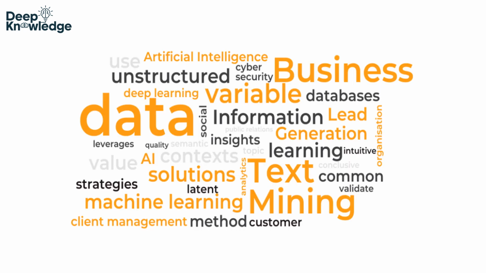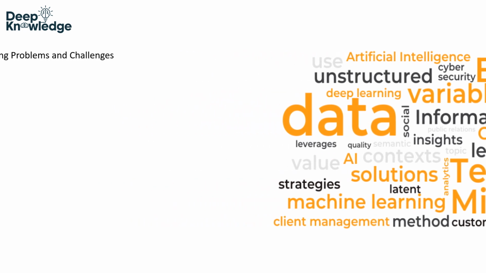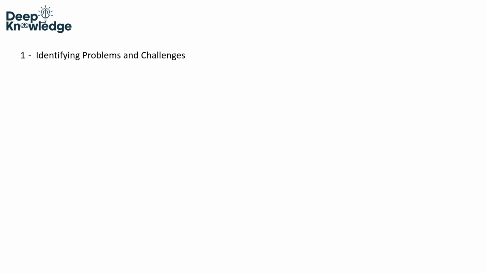Alright, now that we understand what NLP is and how it relates to deep learning, let's take a look at how we can apply it and what steps we need to take. 1. Identifying problems and challenges. Before diving into the technical aspects, the first crucial step is to identify the specific issues and challenges we want to address using natural language processing.